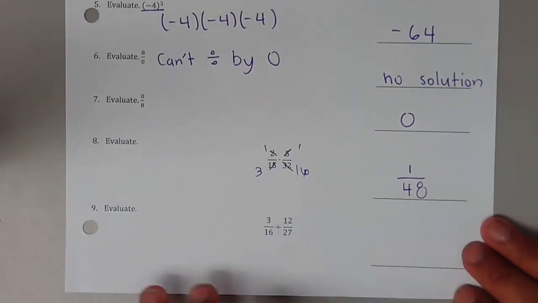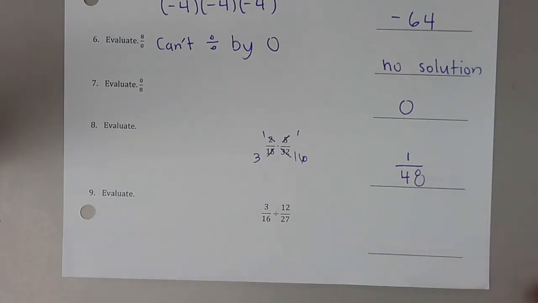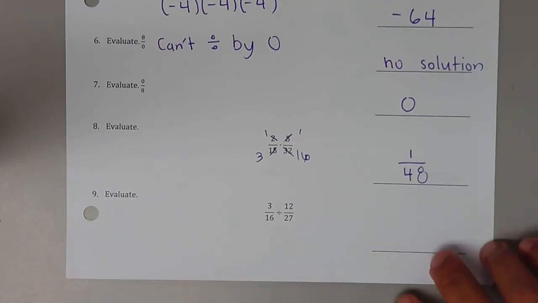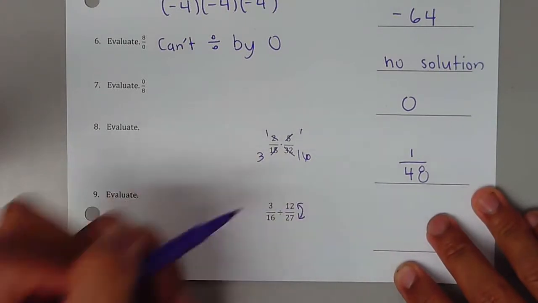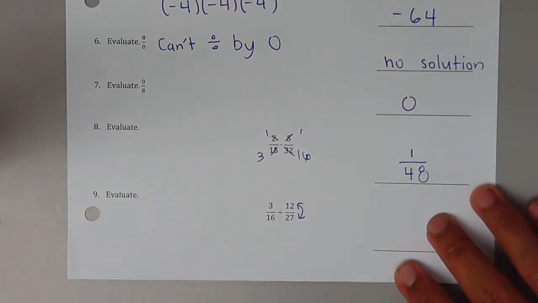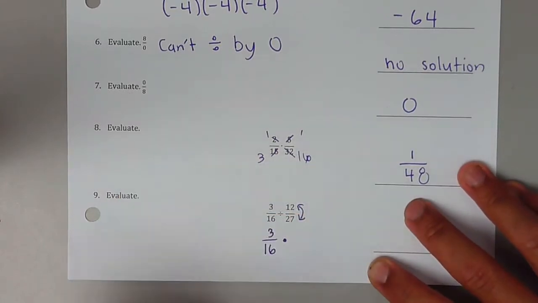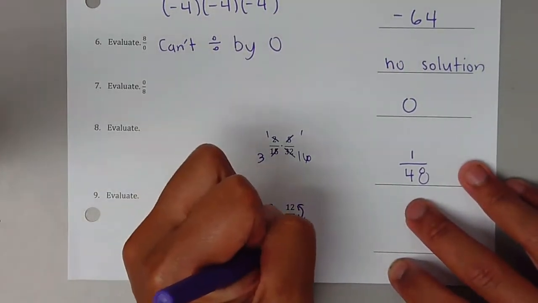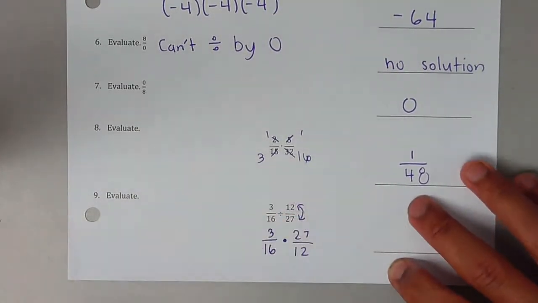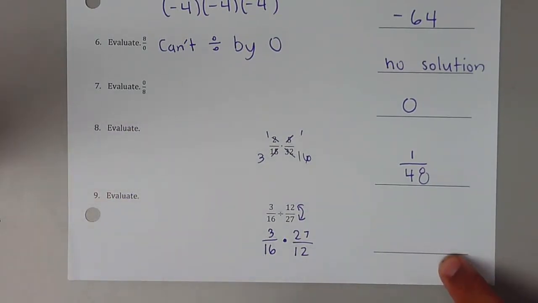All right, question number 9. 3 over 16 divided by 12 over 27. Dividing by a fraction is the same thing as multiplying by the reciprocal. Remember the reciprocal, we just switch the 27 and the 12. So let's write that out. 3 over 16. We switch it to multiplication, and then we switch it around. So 27 over 12. All right, and just like we did with number 8, we can sort of simplify this.